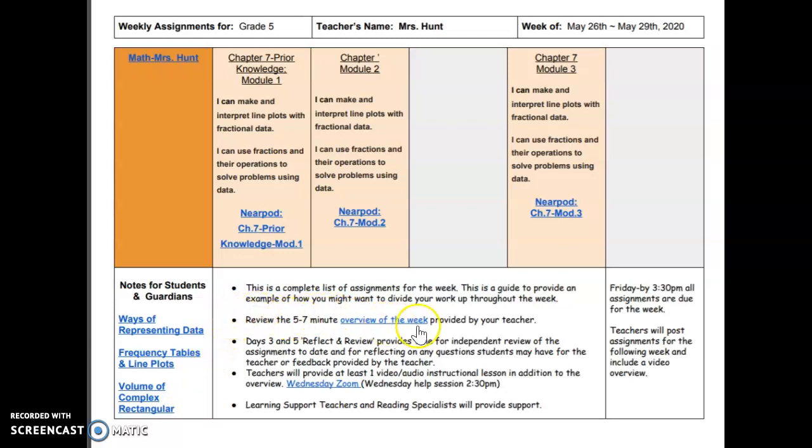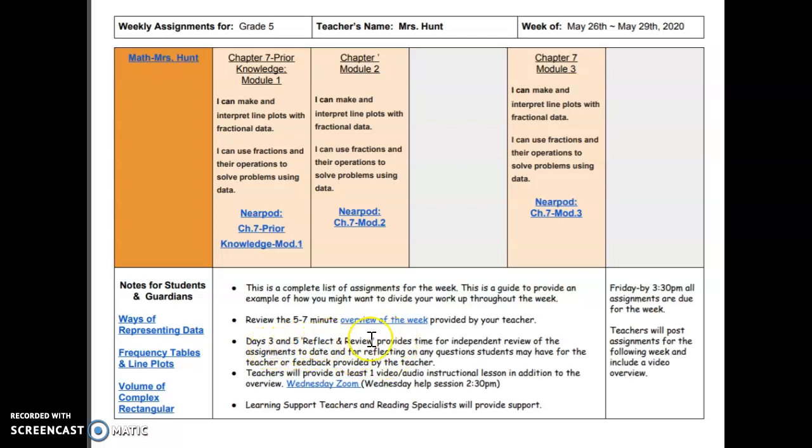Again, this is just a guide to help you manage when you get your lessons done. It's totally up to you what days you do it, how you do it. Please just remember to submit your work in Nearpod and to submit your assignment or turn it in on the classroom assignment section. Okay. If you need to come back and revisit our overview for the week and hear my lovely voice, you want to click right here. Okay.